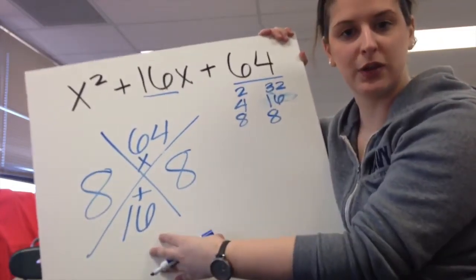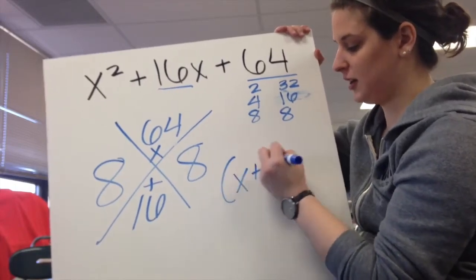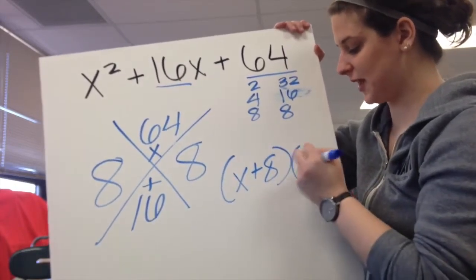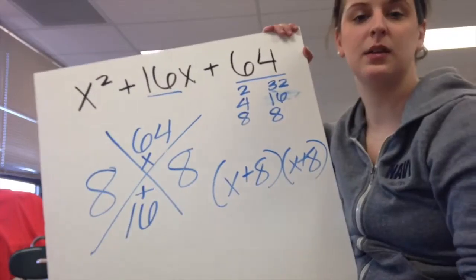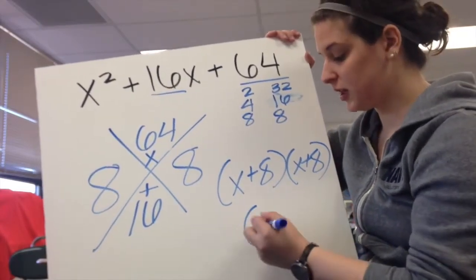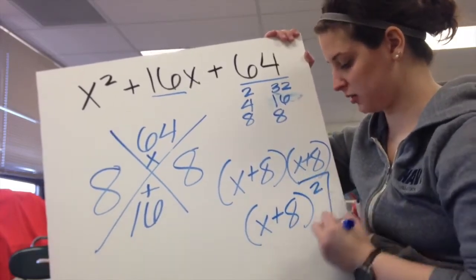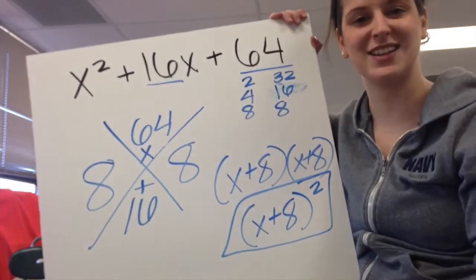Now, we're not done when we finish our X. We actually have to show the factors. We have 8 plus x and 8 plus x. Since they're the same, that even boils down to 8 plus x squared. And that is our answer.